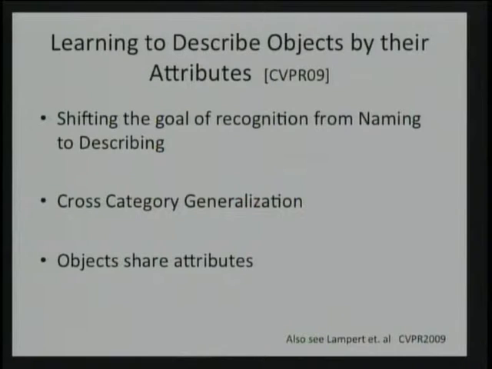We introduced visual attributes as a machinery that reasons about objects in terms of shared properties of the objects. At the same venue, at the same time, independent from us, another group from Max Planck Institute introduced a similar idea. So our goal was to shift the goal of recognition from focusing on naming things to describing things. And now I'm going to show what happens if I do this.